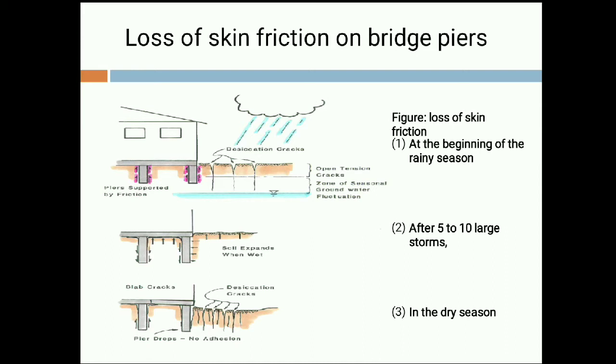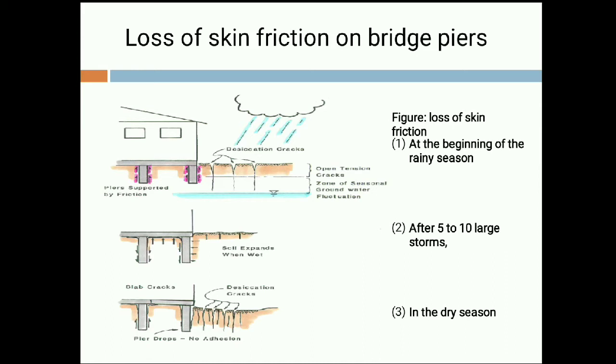In figure 1 we can see this very easily. At the beginning of the rainy season, the pink arrows going upward show the uplift pressure generated by the expansive nature of the soil, which is decreasing the resistance of the building. In the outside area there is continuous rainfall because of the rainy season, and there is moisture change in the soil conditions. In figure 2, after 5 to 10 large storms, we can see the expanded soil at the surrounding.